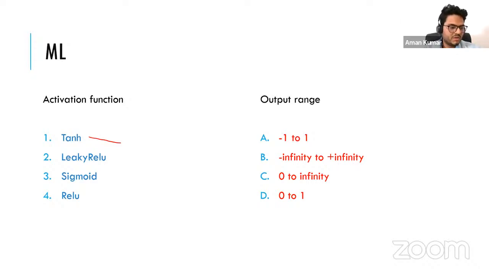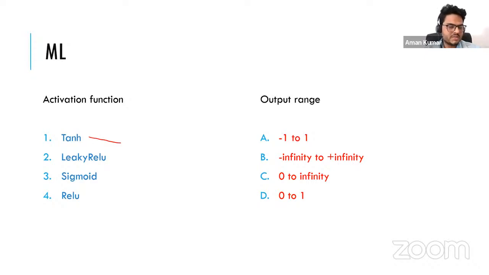One A, 2B, okay, 1A. tanh you are saying minus 1 to 1. Okay, and 2 leaky ReLU you are saying how much? Minus infinity to plus infinity. Okay, how much sigmoid? Rafi is saying sigmoid 3D. 3D means 0 to 1. And ReLU is C, 0 to 1. Sorry, C is 0 to infinity. ReLU 0 to infinity you are saying. Leaky ReLU you are saying minus infinity to plus infinity.